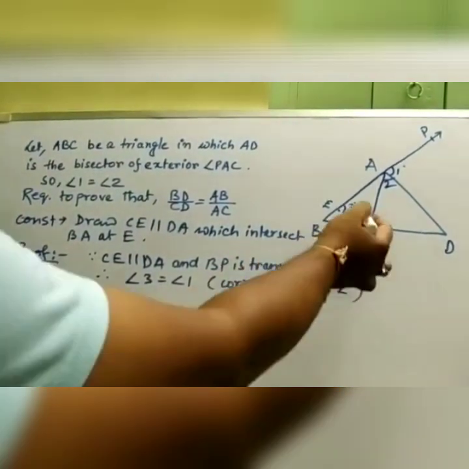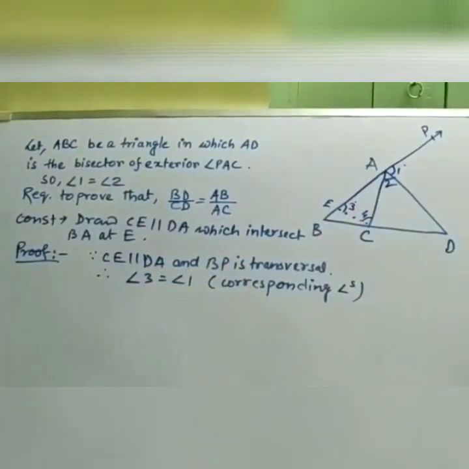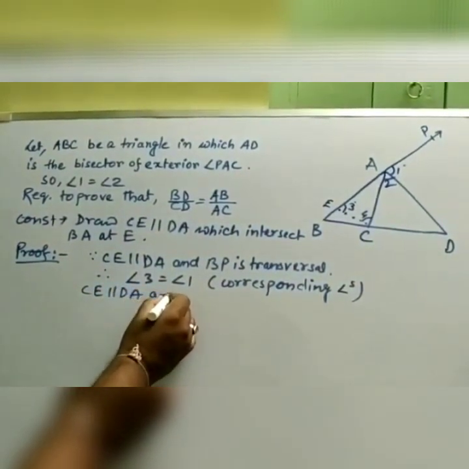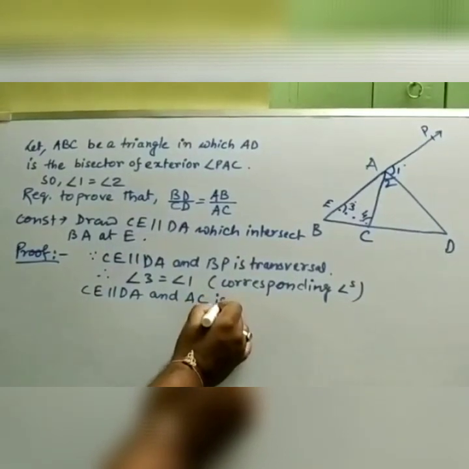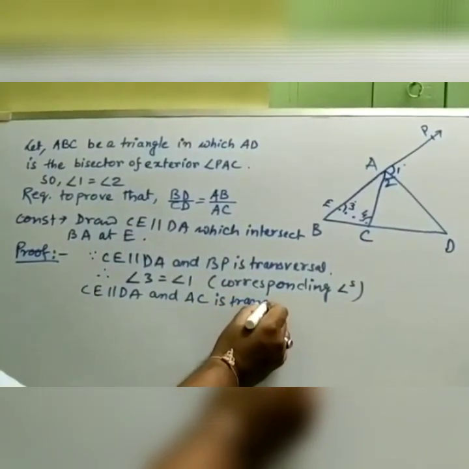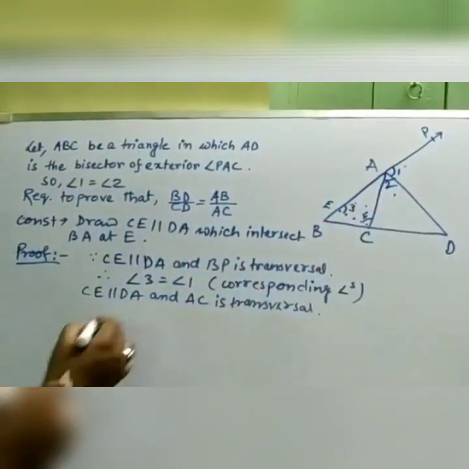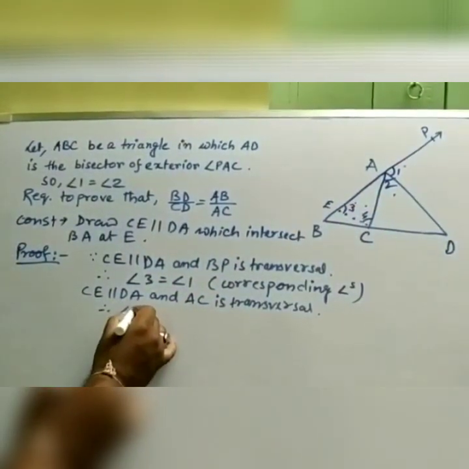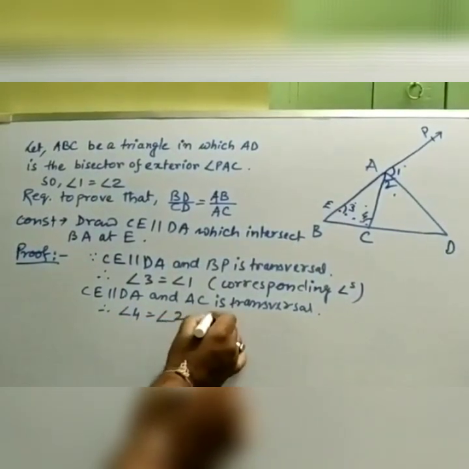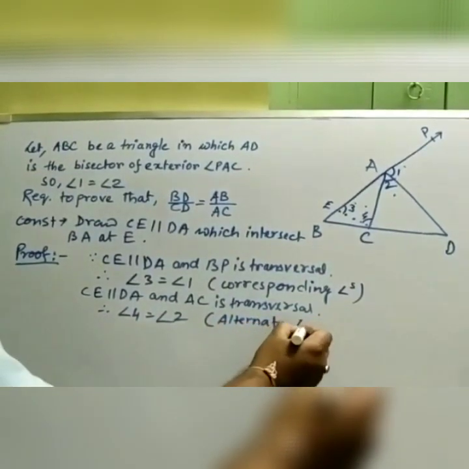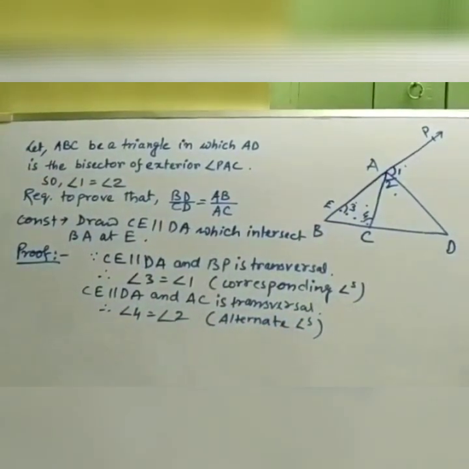Again, the same: CE is parallel to DA and AC is the transversal, like the previous one. So we are getting the alternate angles 2 and 4. Therefore, angle 4 equals angle 2. They are alternate angles. Okay, so we got the alternate angles and corresponding angles.